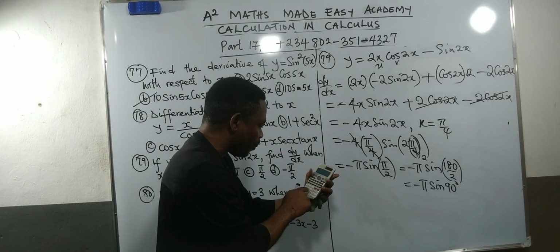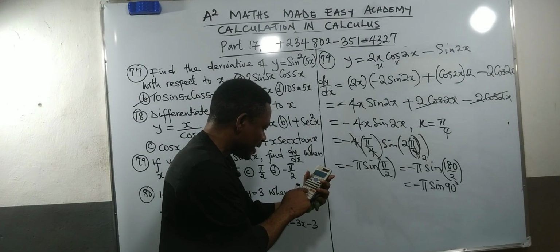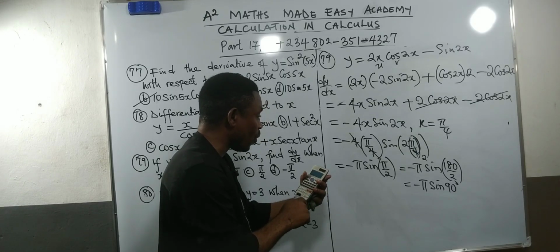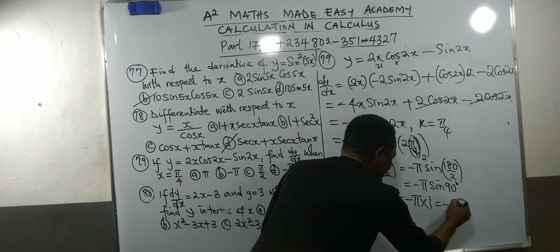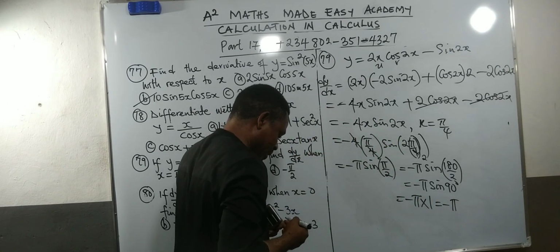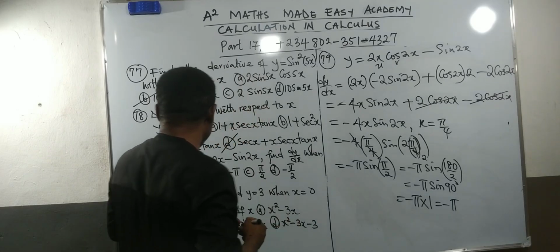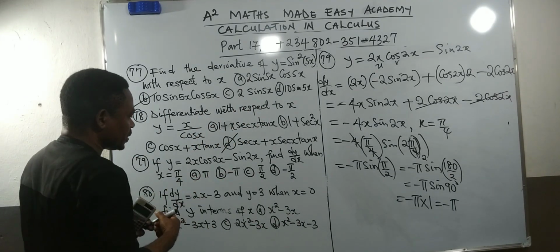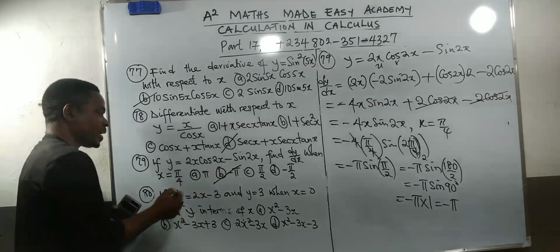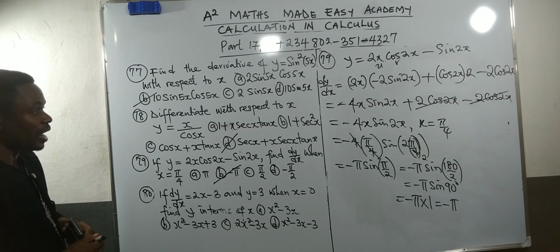90 degrees. Then punch sine 90 degrees. Are you with me? 90 degrees. It will give you what? 1. So which means it becomes minus rad times 1, which is minus what? Rad. And that is the final answer. Do you have anything like that in the option? Option A says rad. No. Option B says minus rad. Wow. The correct answer is option what? B. Are you with me now?